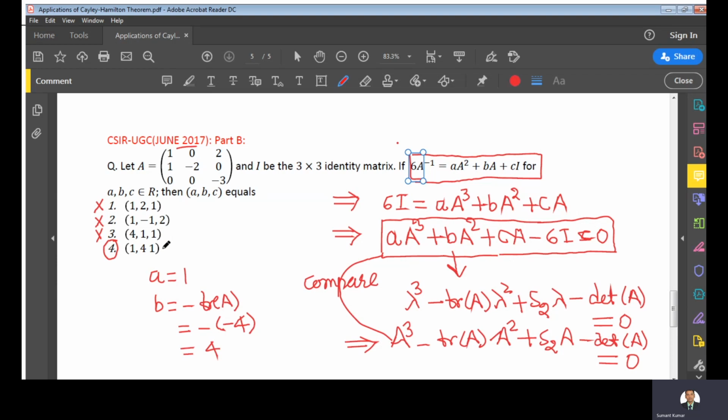So here there is no need to find c, right? Sometimes you need not find all of a, b, c. From the options you can easily find your correct option. So this is the way to handle an objective question, right?